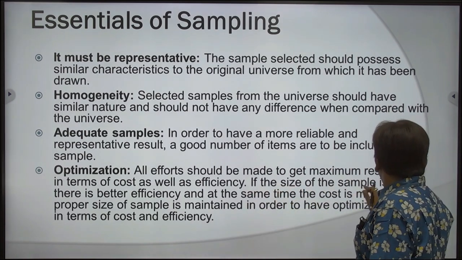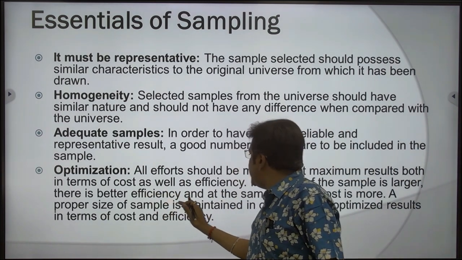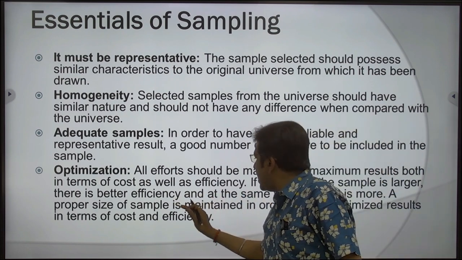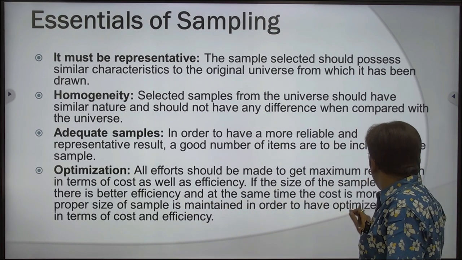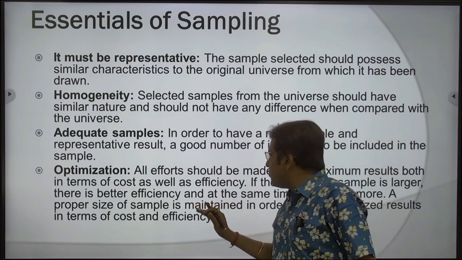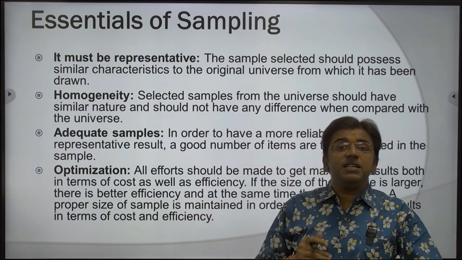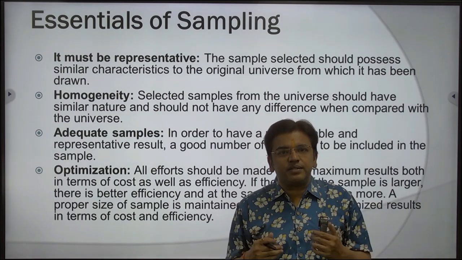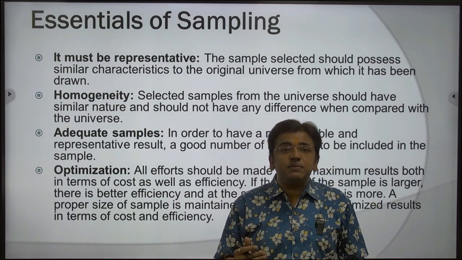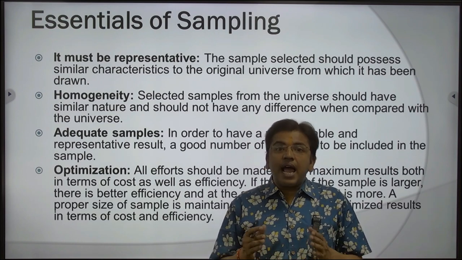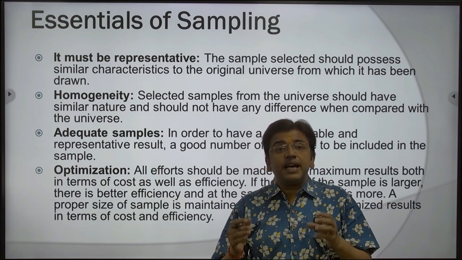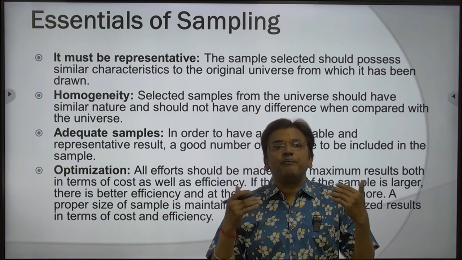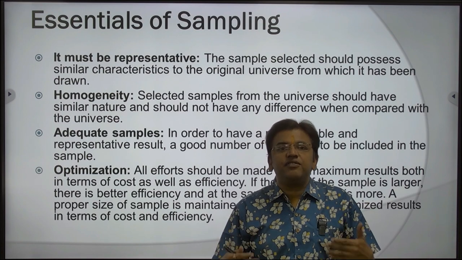If the size of the sample is larger, there is better efficiency, and at the same time, the cost is more. A proper size of the sample is maintained in order to have an optimized result in terms of cost and efficiency. It means the more samples you collect, the more the cost of the research will increase. So there must be a balance between the sample selection and the cost. The appropriate sample selection should be considered for a proper, good and effective study.